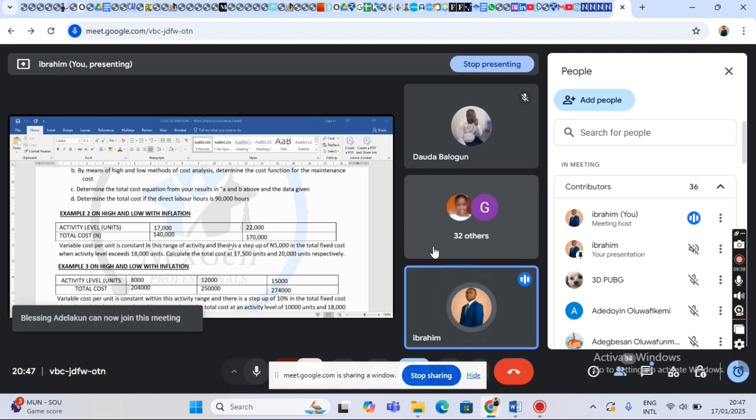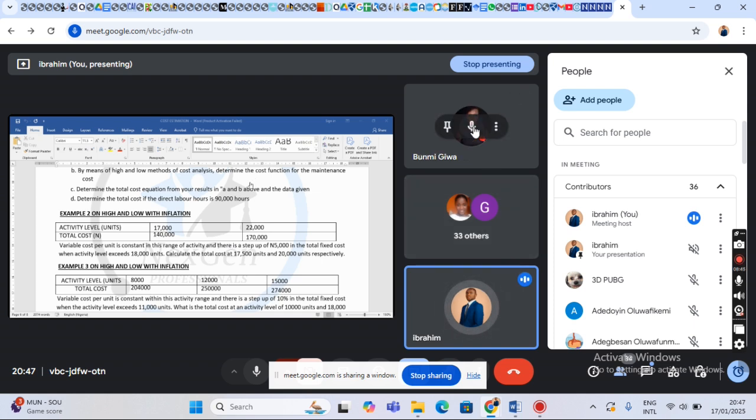Now, activity level. Don't forget that when they say activity level, it means your units produced, it means your output, right? Now, when they say total cost, you are talking about the total cost incurred, right? You have 140 and we have 170.